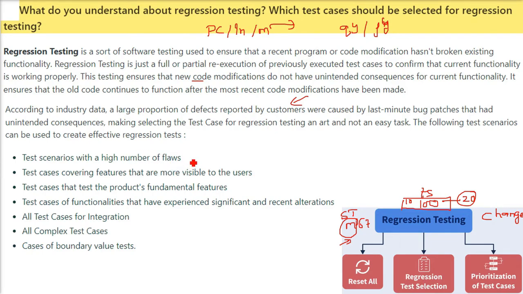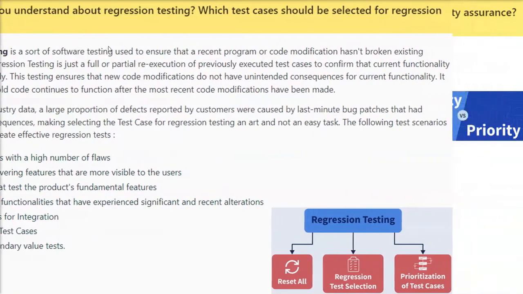We have test scenarios that can be used to create an effective regression test. The test scenarios with a high number of problems, defects or flaws. Test cases covering features that are more visible to the user. Test cases that test the program's or product's fundamental features. Test cases of functionality that have experienced significant and recent changes or alterations. All test cases for integration, all complex test cases, and cases of boundary value tests.